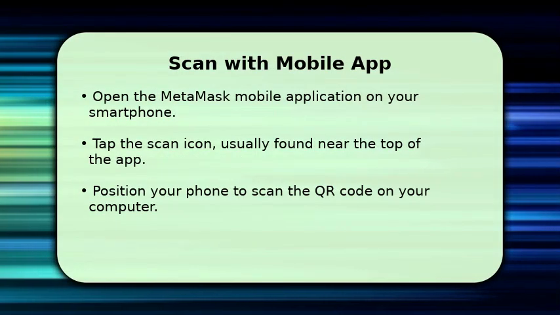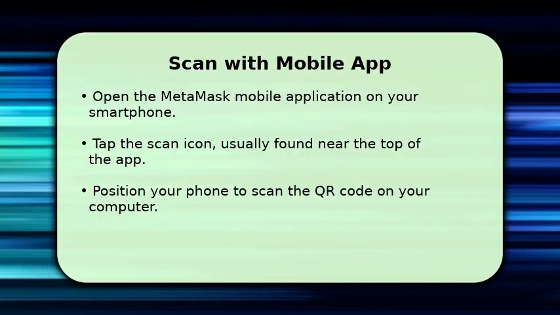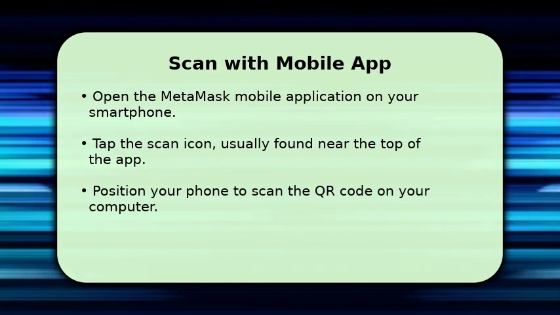Now, grab your smartphone and open the MetaMask mobile app. Look for the scan icon, which often resembles a square or a camera, usually located at the top of the app's interface. Tap this icon to activate your phone's camera. Carefully position your phone to scan the QR code displayed on your computer screen.